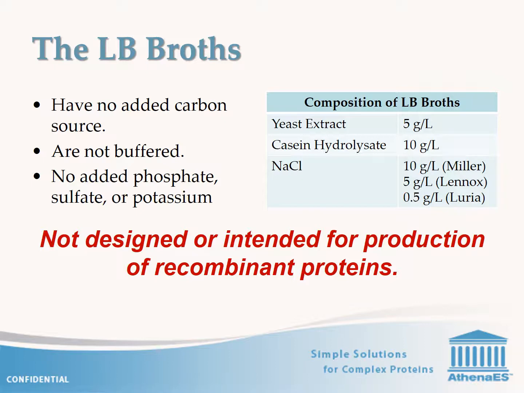The LB broths are composed of just three ingredients: yeast extract, casein hydrolysate, and sodium chloride. The difference between them is the amount of sodium chloride, which is 10, 5, and 0.5 grams per liter for the Miller, Lennox, and Luria broths respectively. The first drawback is that these media have no added carbon source and rely on the sugars present in the yeast extract.